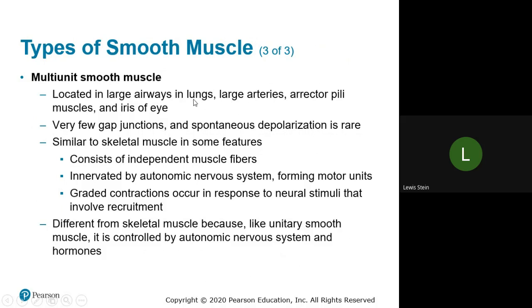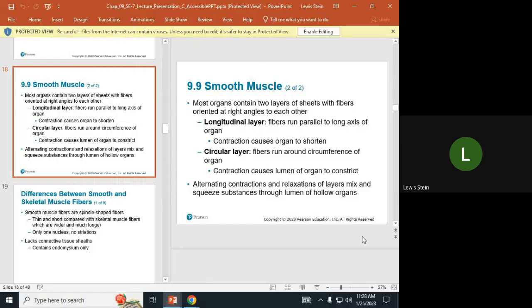Okay, large airways in the lung, and large arteries would probably be a pretty good example of that. You don't see spontaneous depolarization. There's a lot more when you're looking at these larger channels, the large bronchial channels, the large arteries. They're a little bit different. But I don't think I get too much into that.